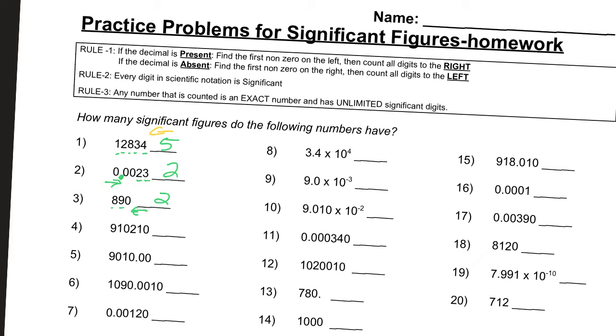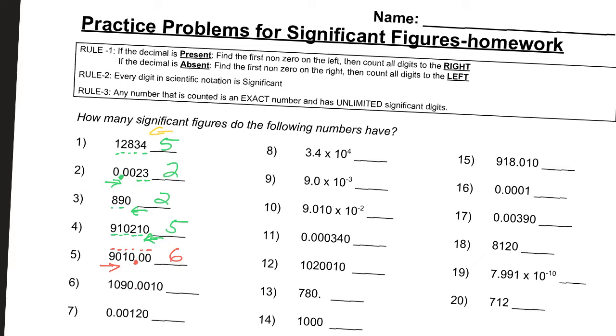Number 4, decimal is absent, so I'm going to start from this side. I'm going to go to my first non-zero number, which would be the 1, and I'm going to count till I run out. So that's 1, there's a 2, there's 3, 4, and 5. So this has 5 significant figures. I'll change colors here. Number 5, the decimal is present. So I'm going to start from this side. 9 is my first non-zero number, so it's going to be 1, 2, 3, 4, 5, 6. I'm just going to count until I run out. It doesn't matter if there's zeros or not. This would have 6 significant figures.